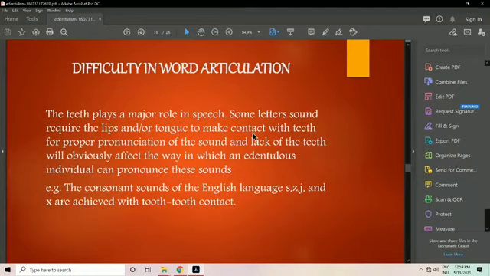Difficulty in word articulation, that means for phonetics. The teeth play a major role in speech. Some letter sounds require the lips and/or tongue to make contact with teeth for proper pronunciation of the sound, and lack of teeth will obviously affect the way in which an edentulous individual can pronounce these sounds. The consonant sounds of the English language, that is th, z and x, are achieved with tooth to tooth contact, basically the anterior teeth.